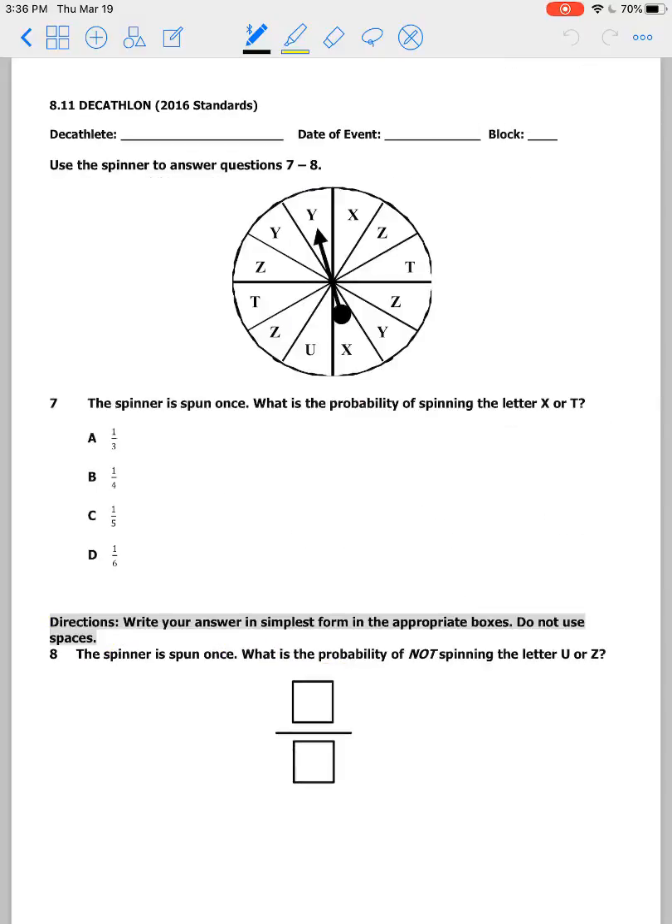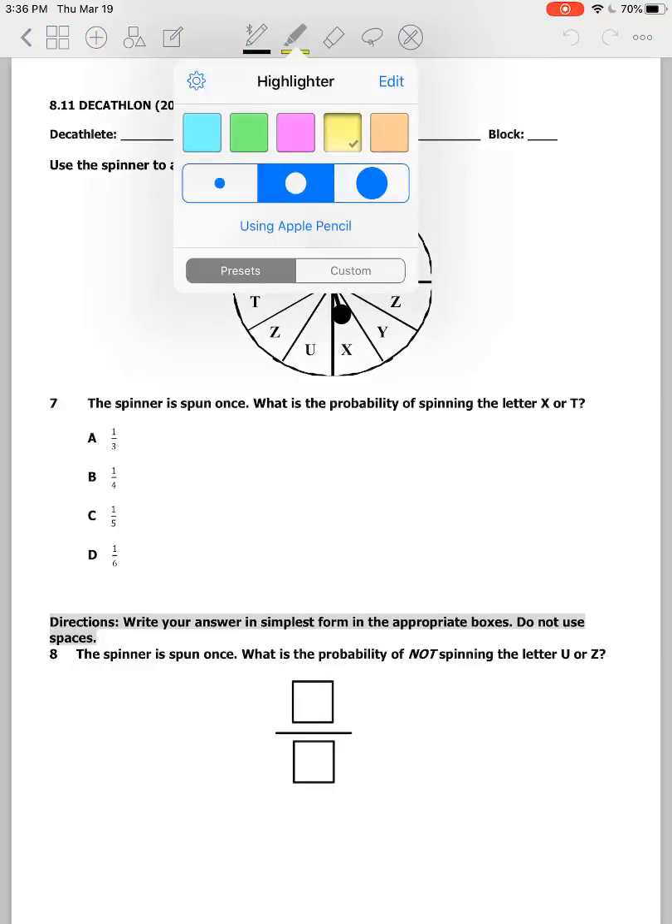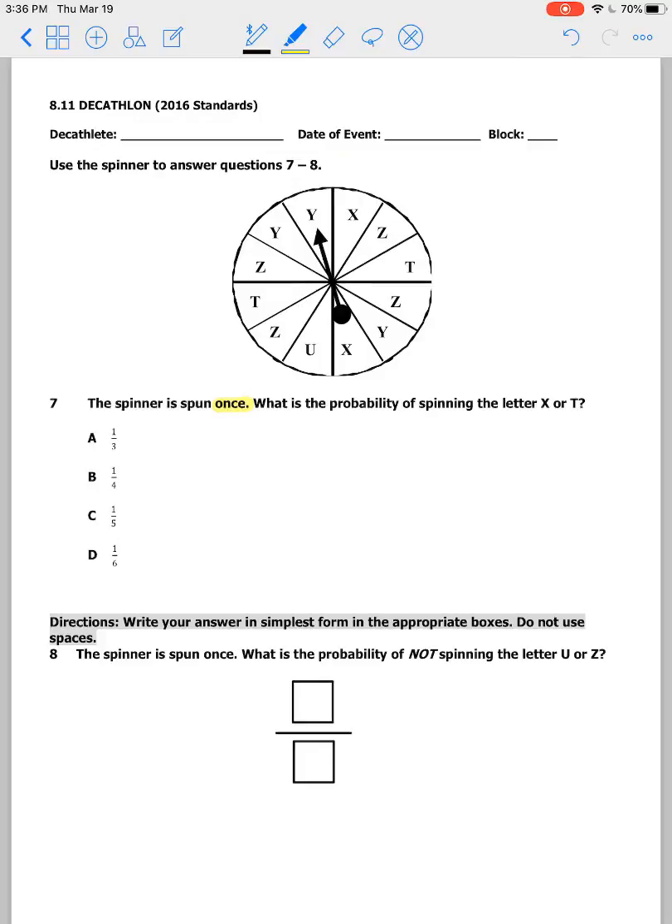So here we have a spinner. It says the spinner is spun once. What is the probability of spinning the letter X or T? So now we need to find how our desired outcome is either X or T. It doesn't matter. So we can include both X's and T's when we count them up. So we've got 1, 2, 3, 4.